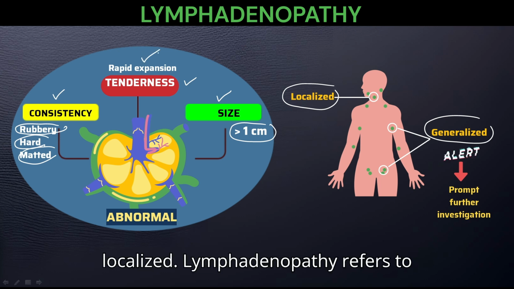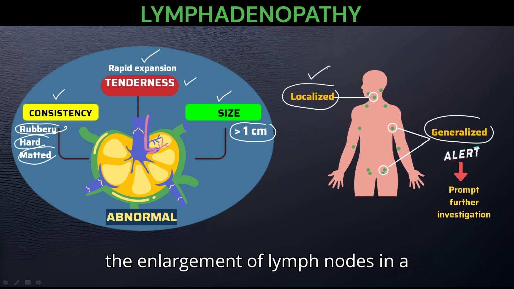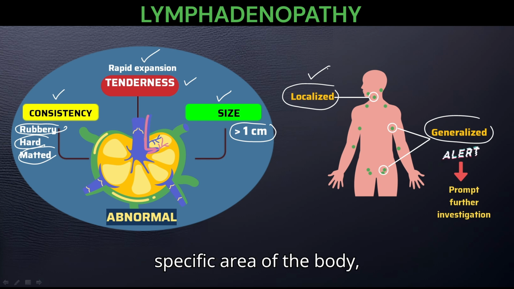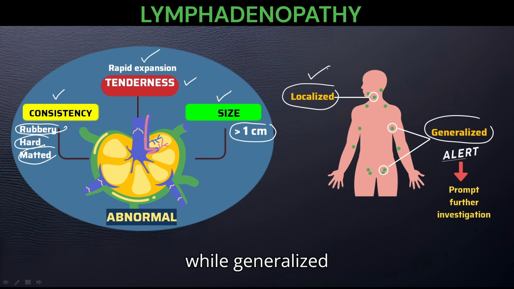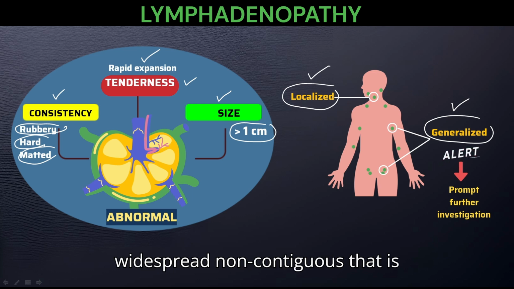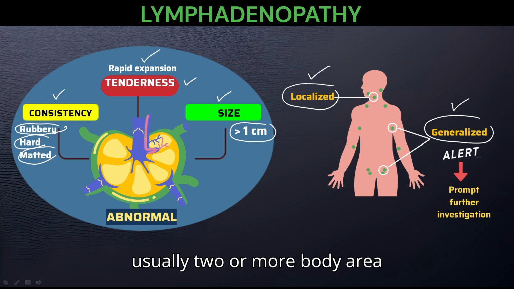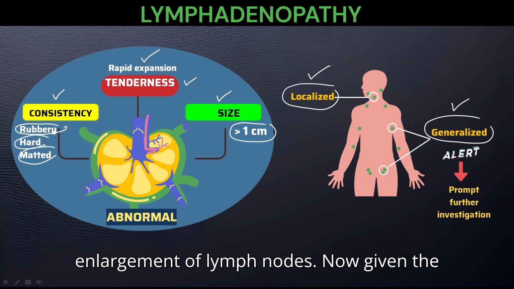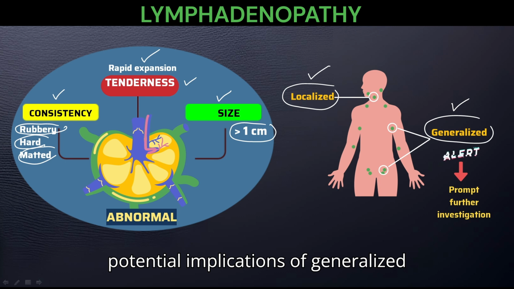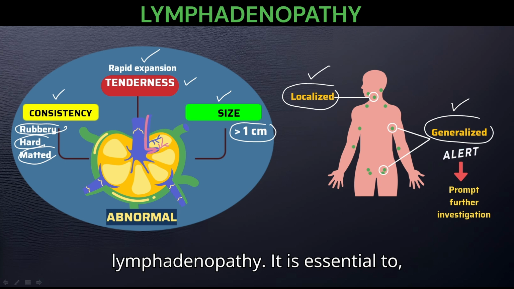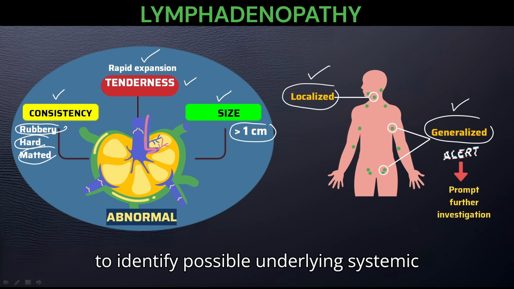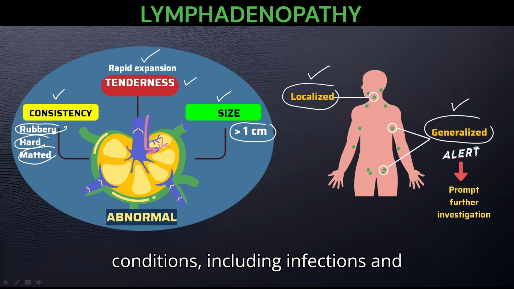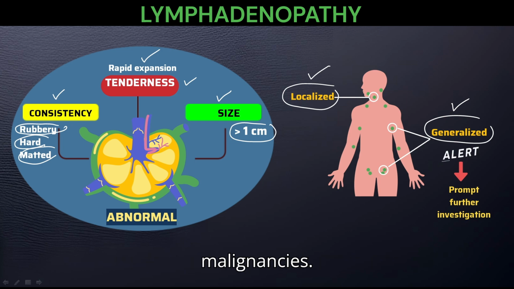Okay, localized lymphadenopathy refers to the enlargement of lymph nodes in a specific area of the body, often indicating localized infection, while generalized lymphadenopathy involves widespread, non-contiguous enlargement of lymph nodes, that is, usually in two or more body areas. Now, given the potential implications of generalized lymphadenopathy, it is essential to pursue further investigations to identify possible underlying systemic conditions, including infections and malignancies.